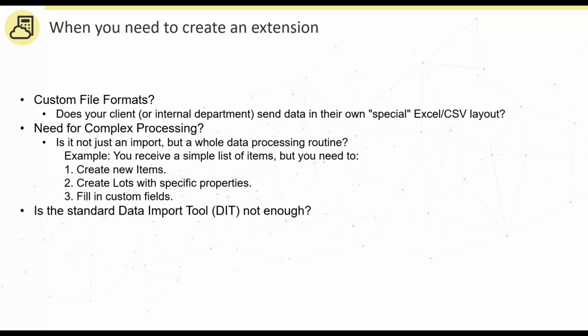Second, and this is the key point, complex processing. Often the task is not just to move data from one column to another. It's an entire business process. A single row from the file could require creating multiple objects, like an item if it doesn't exist in the system, then a lot with unique properties, and sometimes we also need to fill in some additional custom fields. So, for such complex multi-step tasks with unique logic, when the standard data import tool is not enough, we need our own flexible extension.